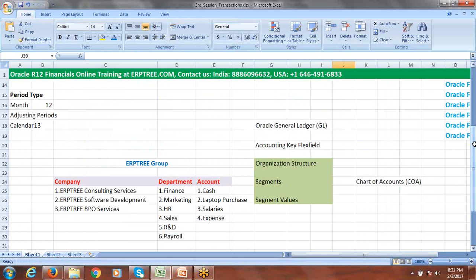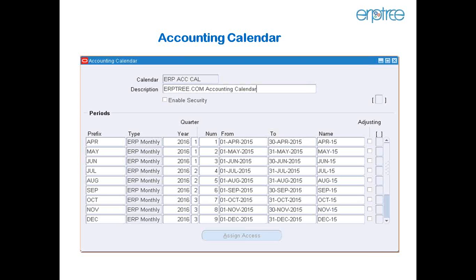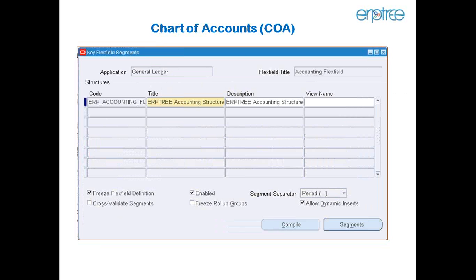If you want to create chart of accounts, in the general ledger application, we have accounting key flexfield. By using accounting key flexfield, we'll create the organization structure, we'll create segments, and we'll create the segment values. For that, I just have a few slides for you to demonstrate. Let's go through that, but don't try to understand much from that. Just see and leave it.